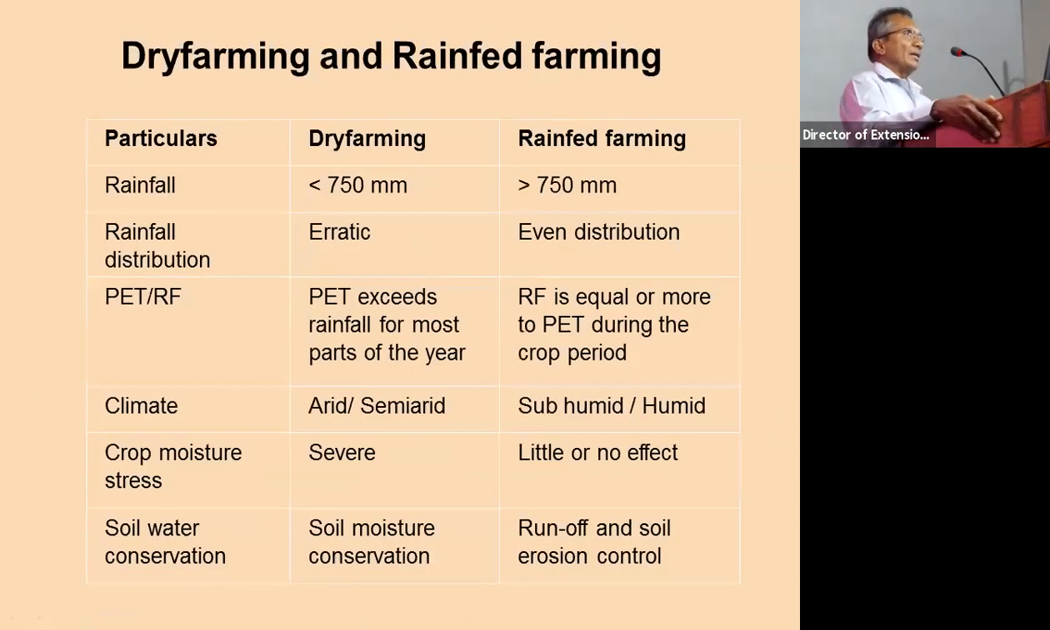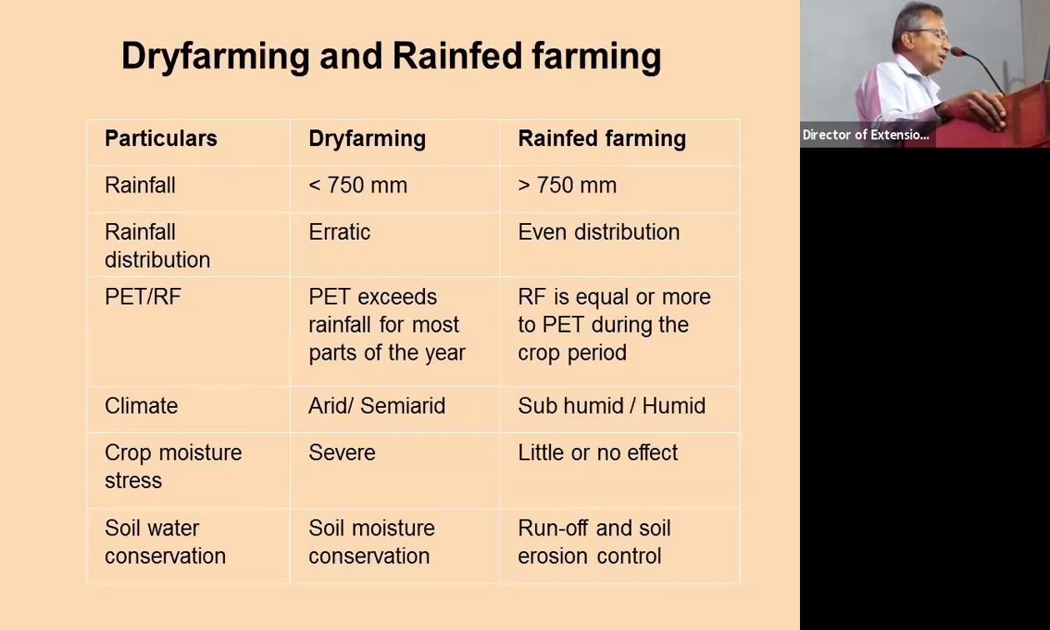Regarding the classification, we know there is a very marginal difference between dry farming and rainfed farming. If the rainfall is less than 750 millimeters, we call the area of cultivation dry farming. Of course, Coimbatore itself comes under dry farming; we are receiving an average of only 640 mm. So most of the Coimbatore district's area comes under dry farming conditions. Only certain areas receive more than 750 millimeters of rainfall. More than 750 millimeters is called rainfed farming.